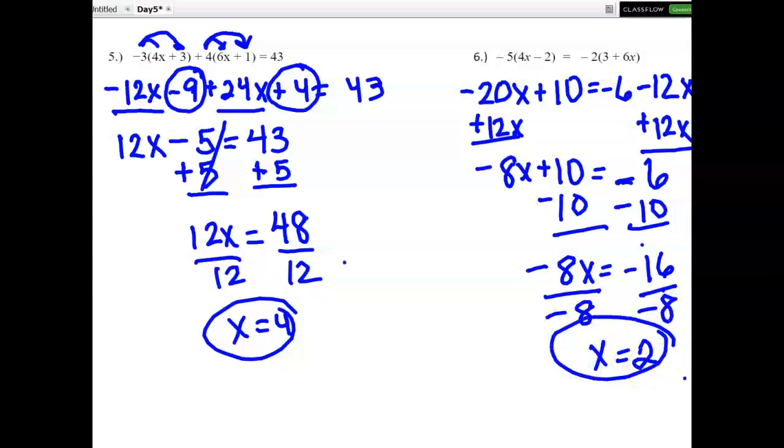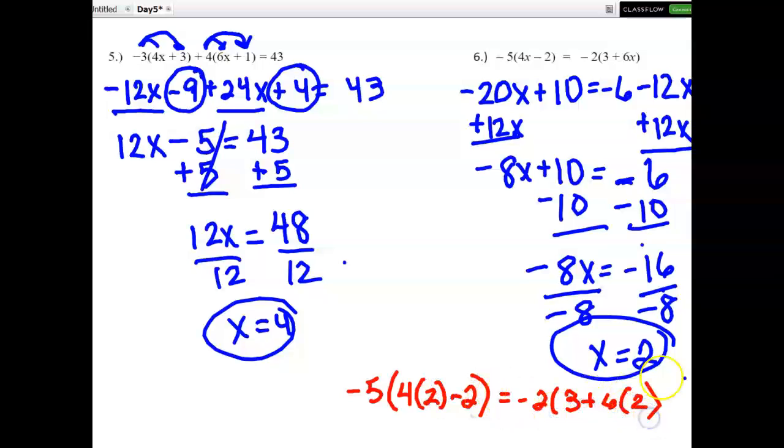Okay, so I want to do my check step. I'm going to plug in negative 5 times 4 times 2 minus 2 equals negative 2 times 3 plus 6 times 2. So let's make sure that works. Negative 5, this is 8 minus 2. That's going to be equal to a negative 2 times 3 plus 12. This is negative 5 times 6 is equal to a negative 2 times 15. We end up with negative 30 equals negative 30. So we know that it does work, even with the harder examples. I do hope this helped out.